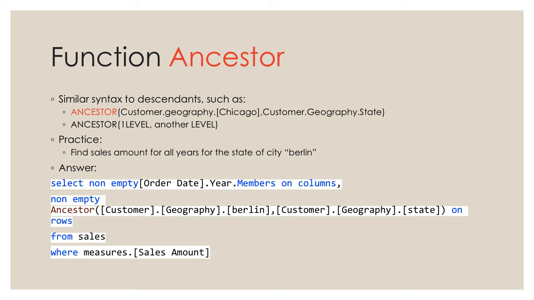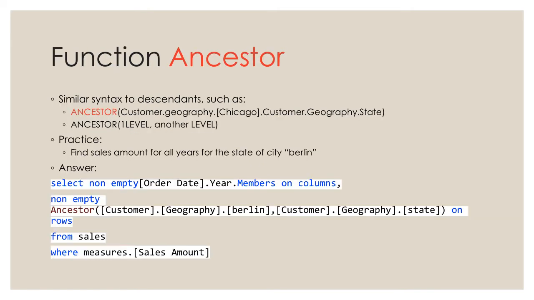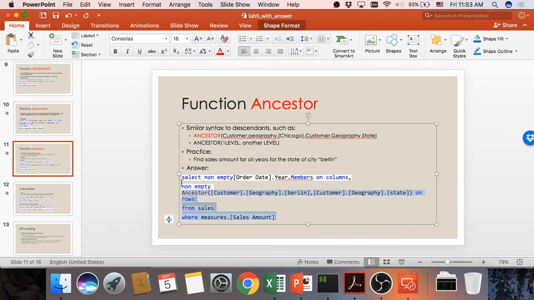All right, so that's the thing. Ascendants gives everything from this level up to the topmost. Here we just want one. We can specify which level we want to go to in Ancestor. Yeah, let's try it. Should be easy.